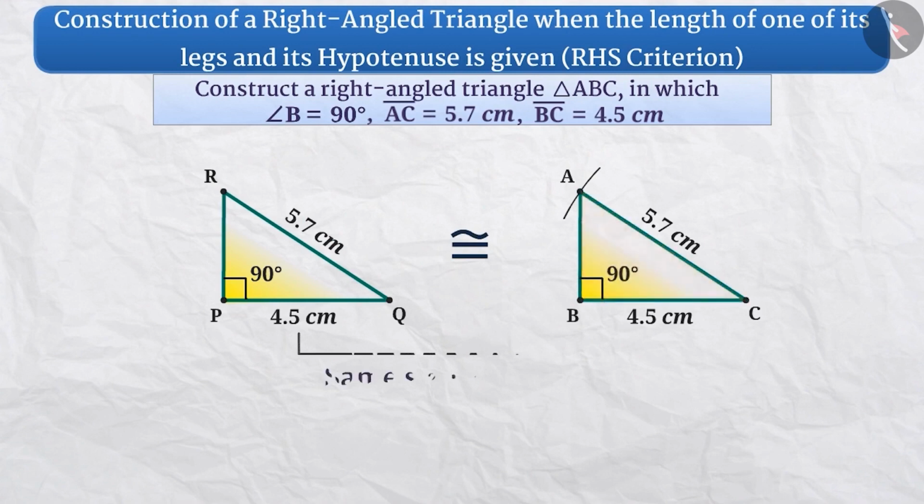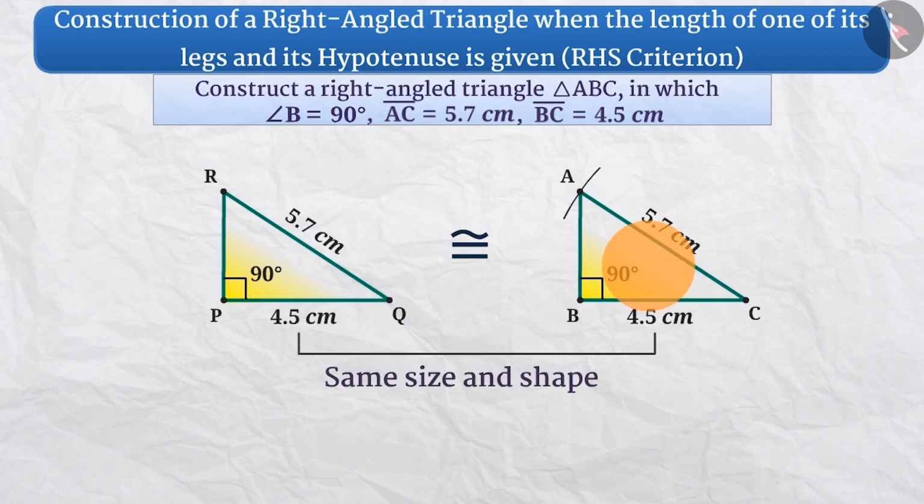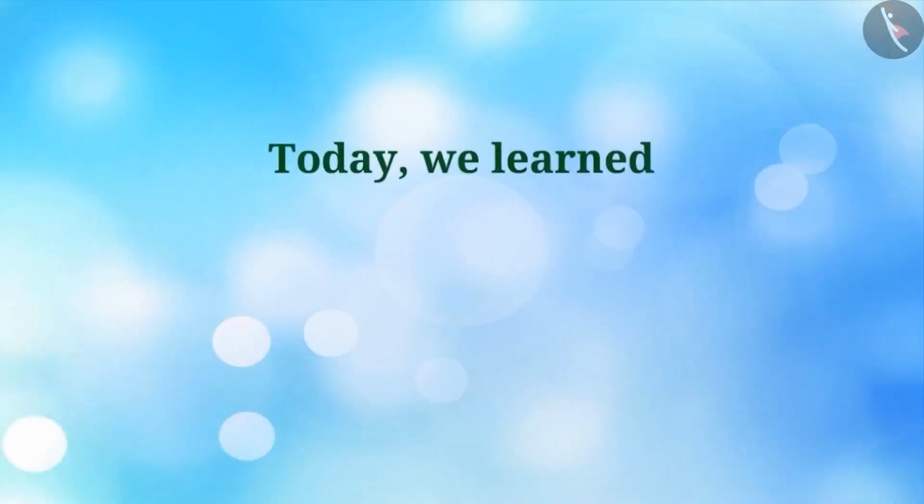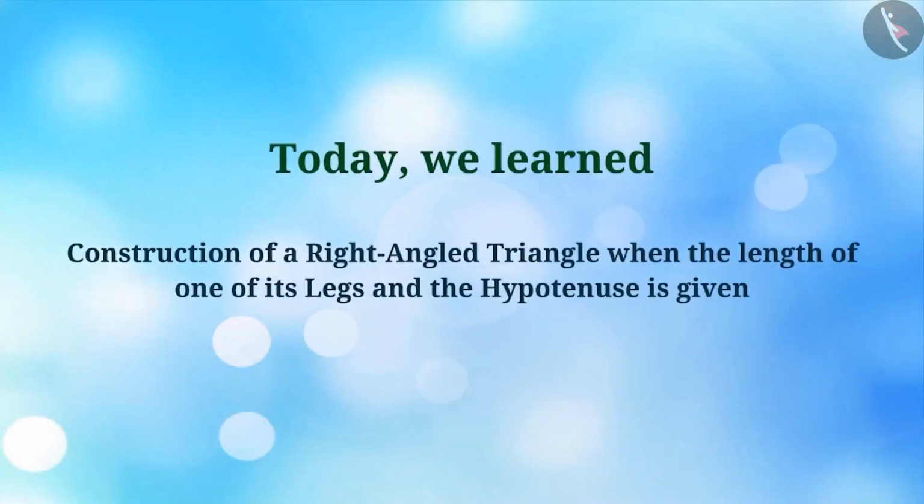That is, both the triangles are of the same size and shape, which means triangle RPQ and triangle ABC are congruent. Thus, we can say that by using the RHS criterion, we get a unique triangle. So today we learned the construction of a right-angled triangle when the length of one of its legs and the length of its hypotenuse is given. In the next video, we will see some examples related to this.